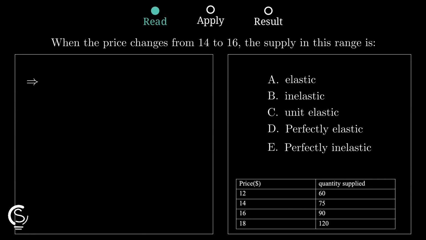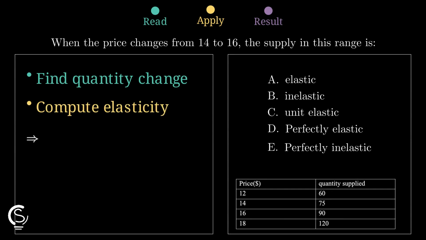That comparison drives everything. Next, compute price elasticity of supply using that quantity change over the price change, and then compare the result to 1. If it is greater than 1, supply is elastic. So the key conclusion is simple. In this price range, elasticity is above 1, which means supply is elastic, and that locks the answer.